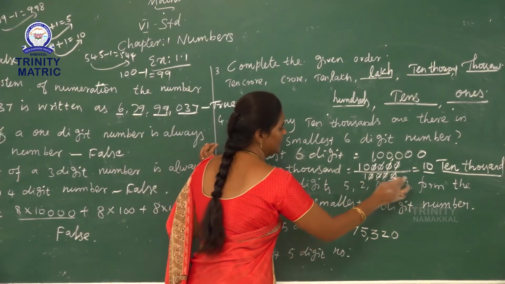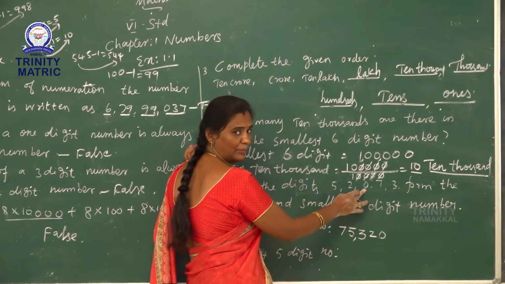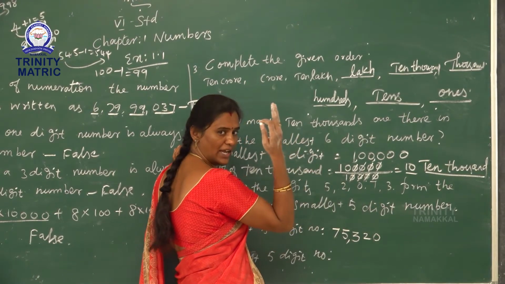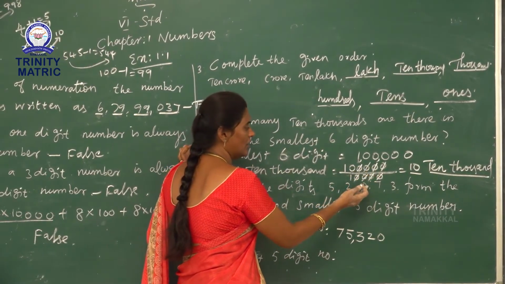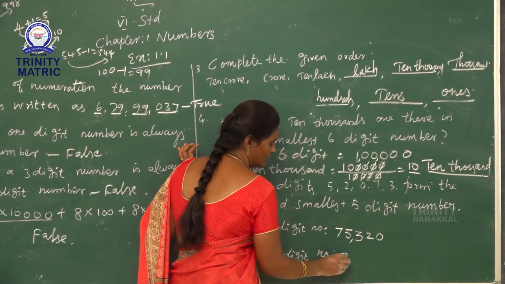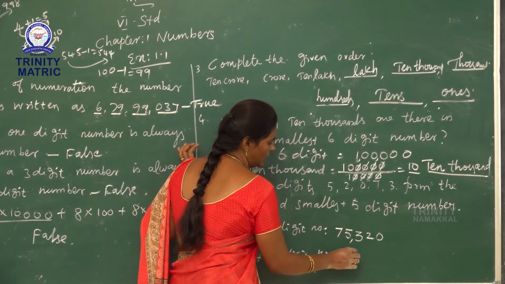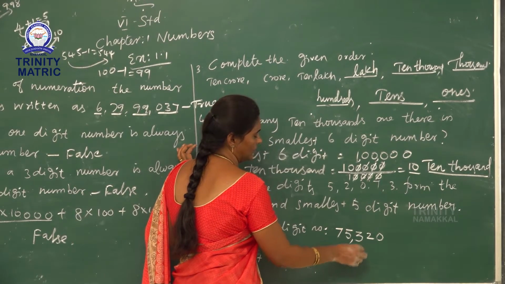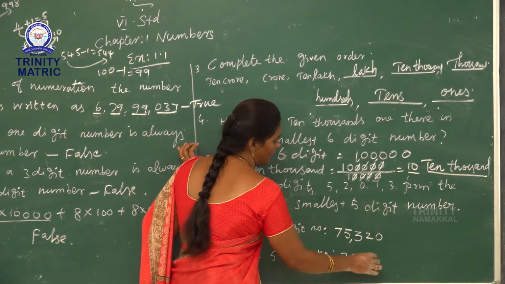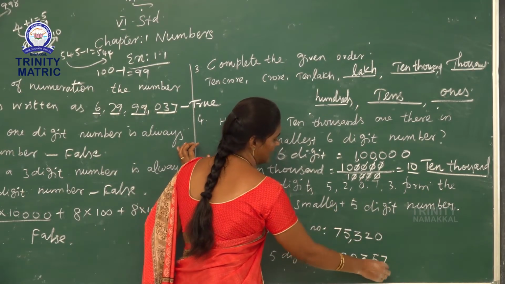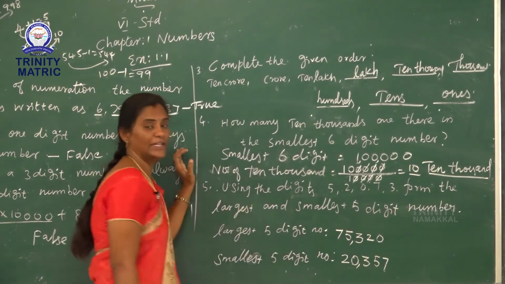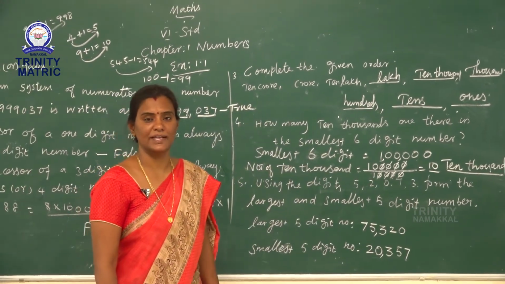Now we form the smallest 5-digit number. From these digits, 0 is the smallest, but a number that starts with 0 gives that 0 no value. So after 0, 2 is the smallest. First we write 2, then 0, then we have 3, then 5, then 7. So the smallest 5-digit number is 20,357.